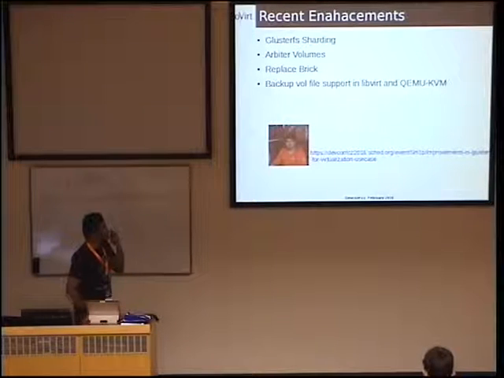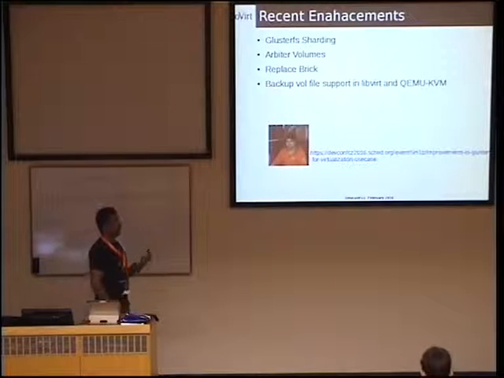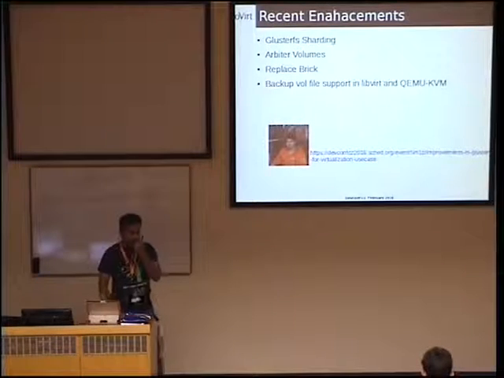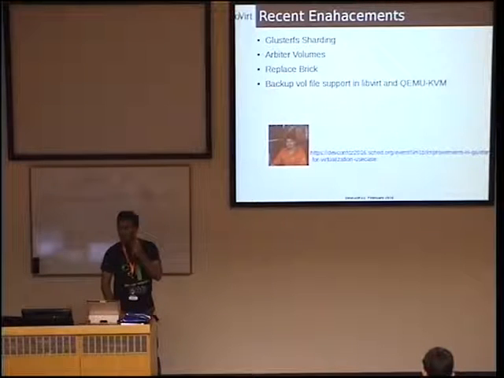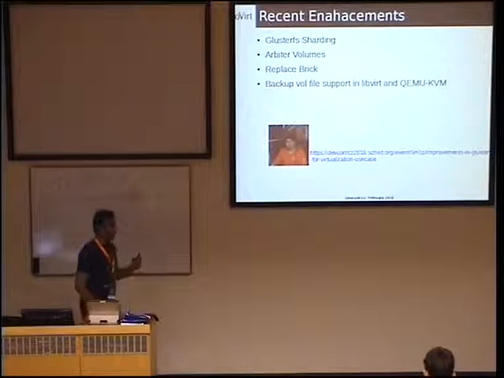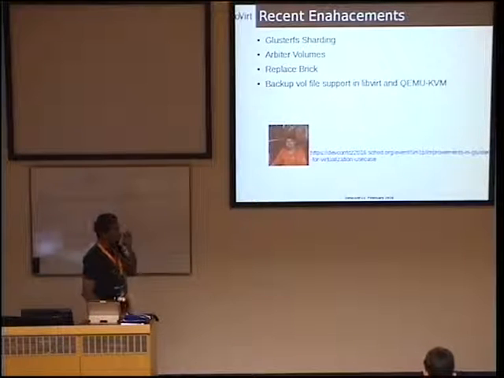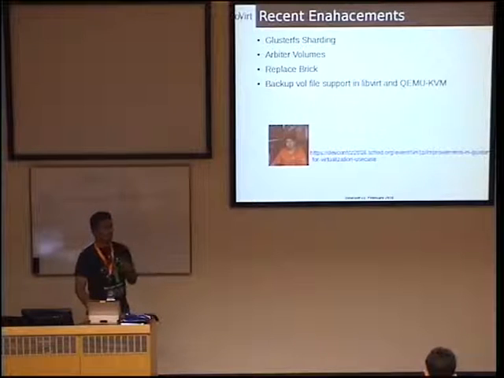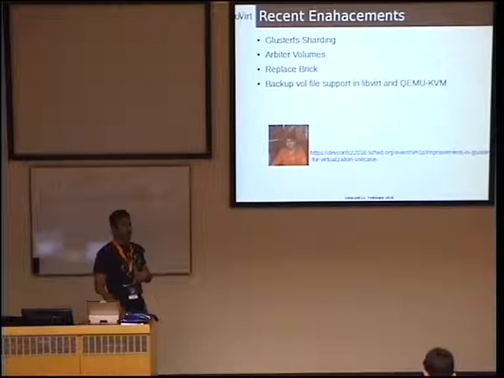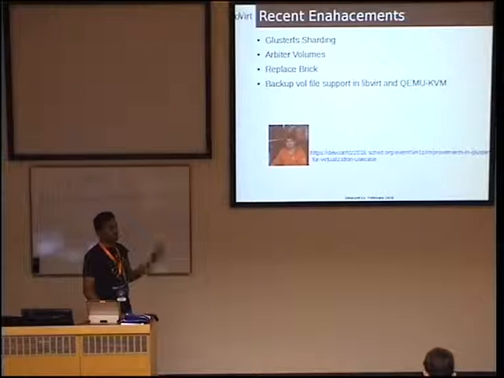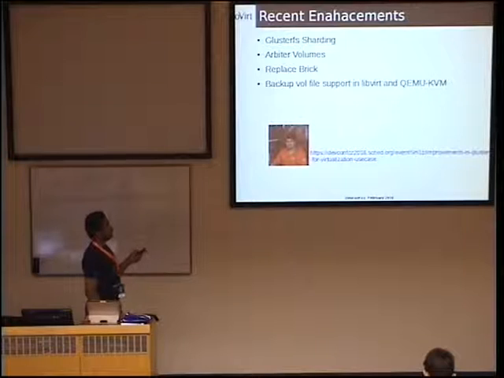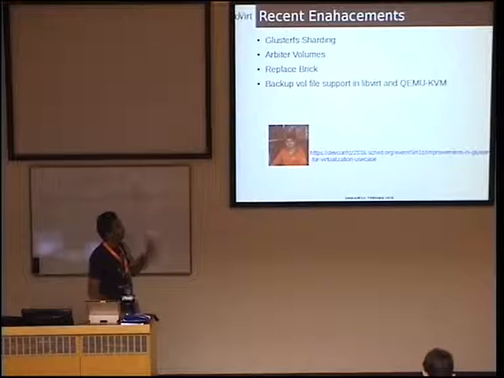Another is replace brick. This is important because if you want to replace one node in the hosted engine setup, currently it's difficult. You have to do some manual steps in the cluster to replace the host. Now what we are trying is to make that doable from the UI itself. You can automatically bring in a new host as a replacement for an old failing host. It will be done through the UI, without any usage of CLI. And also the backup all file support in libvirt and QEMU, which we talked about.